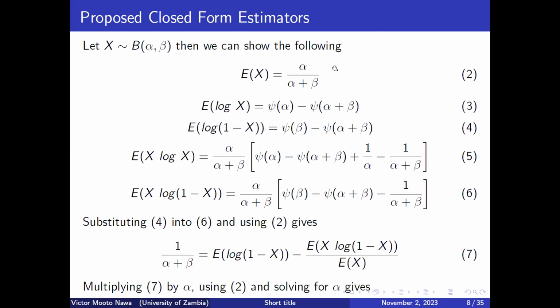Now I turn to our proposed closed form estimators. Here, the derivation uses properties of expectations of the beta distribution. In our paper, we rederived the Tamae estimators using this same approach that I'm going to present to you this afternoon. So basically, these are the expectations for the beta distribution.